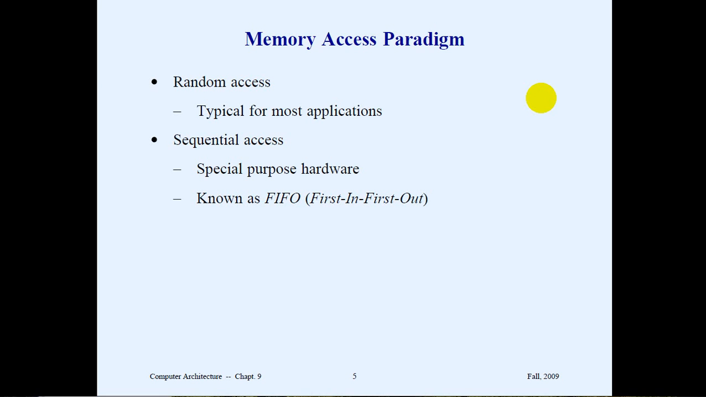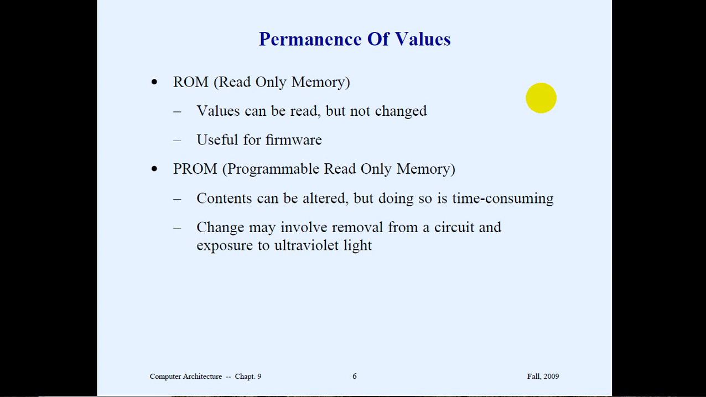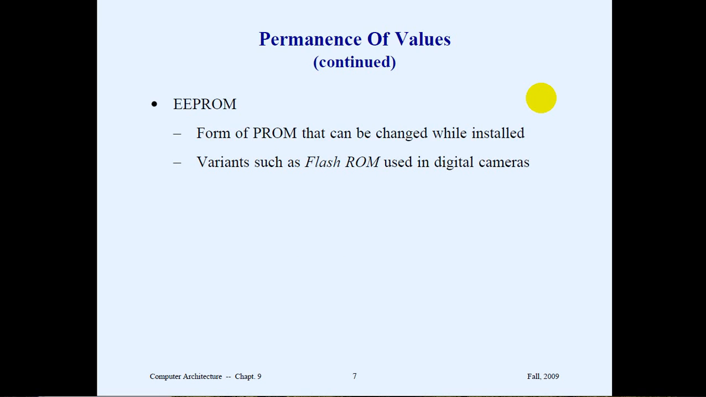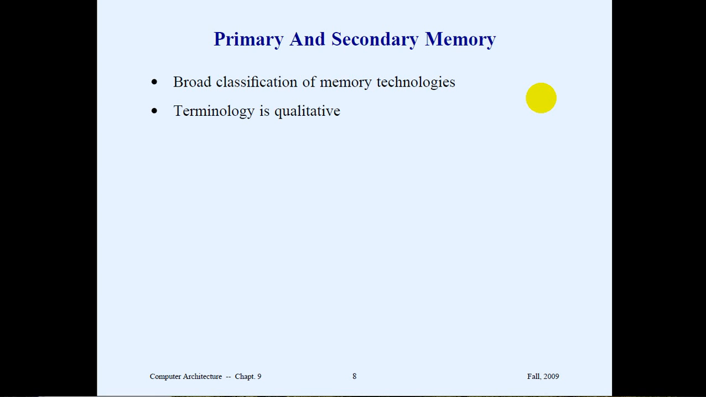As I mentioned, random access is typical for most applications as far as a paradigm. Read-only memory would be useful for things like BIOS, like firmware or something like that. These can be read but not changed. Changes in programmable read-only memory may involve removal from a circuit and exposure to ultraviolet light. So this can be altered, but it's pretty time-consuming to do so. And then EEPROM, so flash ROM, is something that is very popular today.